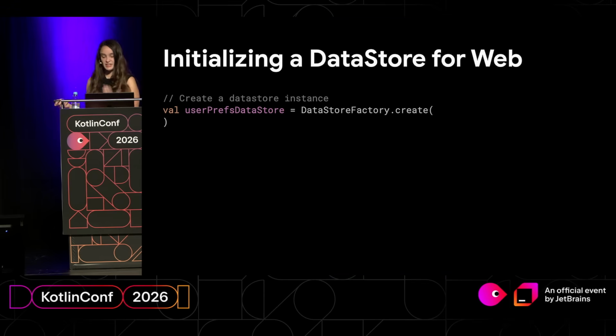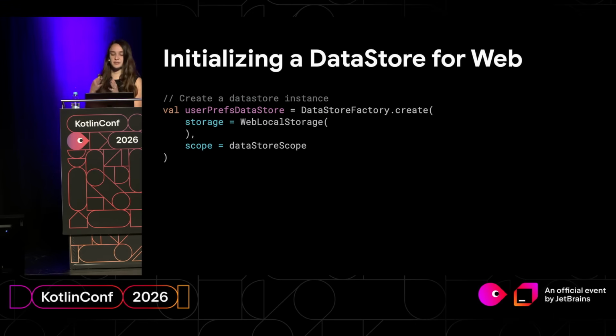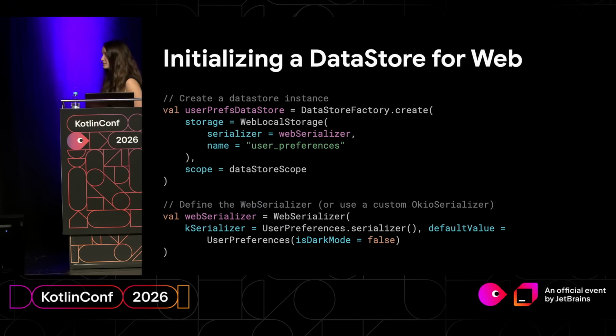Initializing a DataStore for the web is just as straightforward. All you need to do is provide the specific web storage that you need for your use case. In this example, we have a web local storage, but you have the option to do a web session storage or a web OPFS storage. And you need to pass in a web serializer, which we ship out of the box, or you can also provide your custom OQO serializer.